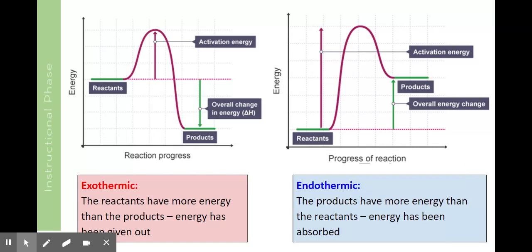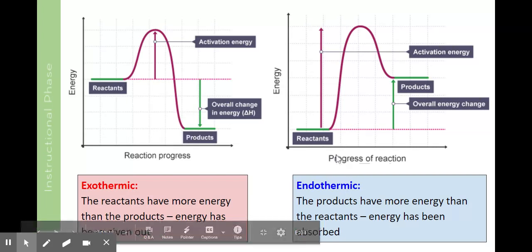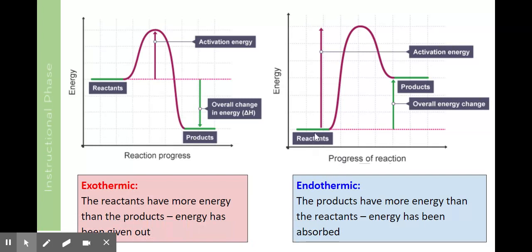So all you really need to remember from this is that on reaction profile graphs, if it's an exothermic graph, your reactants will have more energy than your products. If it's an endothermic graph, your reactants will have less energy than your products.